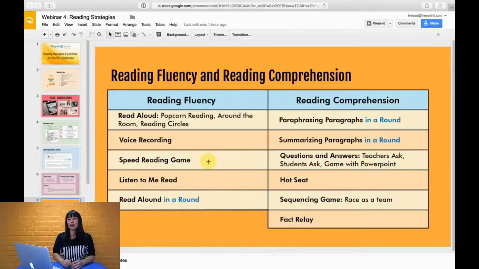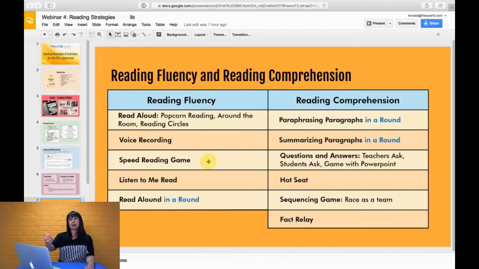Our next one is a game called speed reading. This one is about how fast a student can read a sentence, and they want to decrease the amount of time they're reading that sentence to become more fluent. A teacher can have them prepare the whole reading for reading fluency and then choose a sentence randomly for the student to read. The teacher can then time that student or give them 15 seconds. It really depends on how long the sentence is.